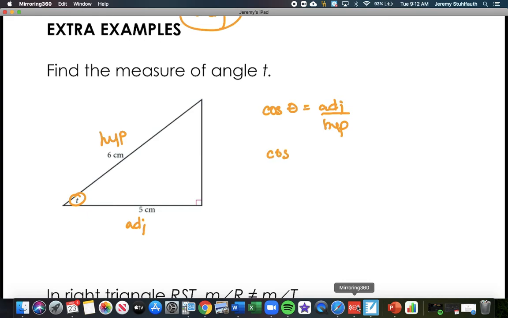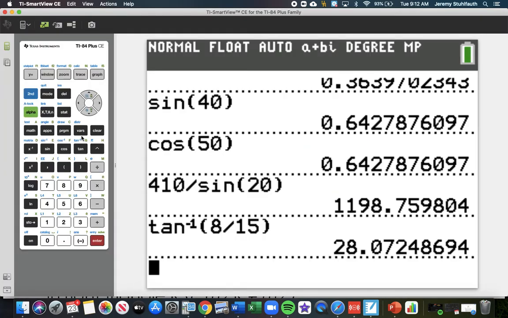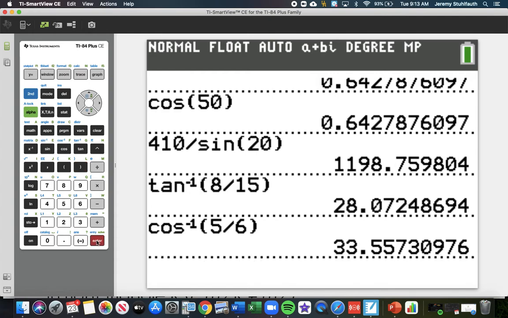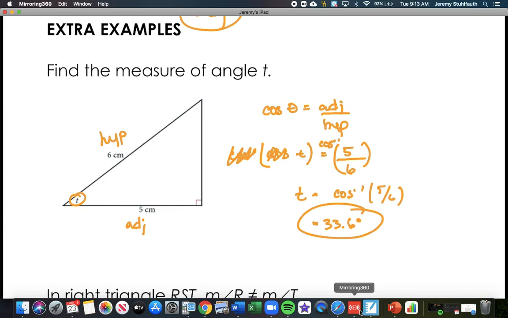So if we fill in what we know, we have cosine of T is equal to the adjacent side, 5 divided by 6. We want to find the angle measurement, so you take the inverse cosine of both sides. The inverse cosine and cosine cancel each other out, they undo each other, so you're left with the angle T is equal to the inverse cosine of 5 over 6. Again, you go to your calculator, second cosine, that gives you the inverse cosine, and we have 5 over 6, and that gives us 33.5. We rounded up to 33.6. So the missing angle is 33.6 degrees.